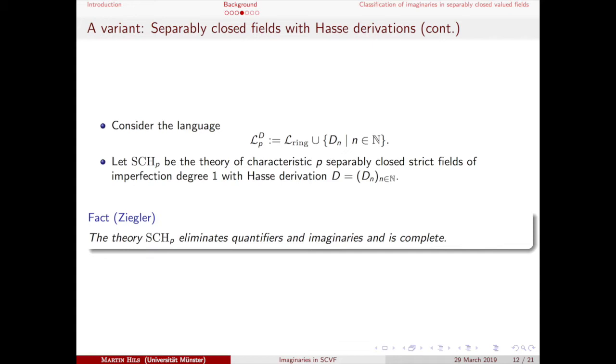And the good thing is you still have elimination of imaginaries, because by quantifier elimination, you can still look at ideals, of course, ideals when you take the prolongation. So you need to take into account all the D_n's, but then you are reduced to the same kind of proof of elimination of imaginaries we saw on the other slide. And the theory is complete. Okay, so Ziegler showed this in 2003, also for higher imperfection degree, for several commuting partial derivations.